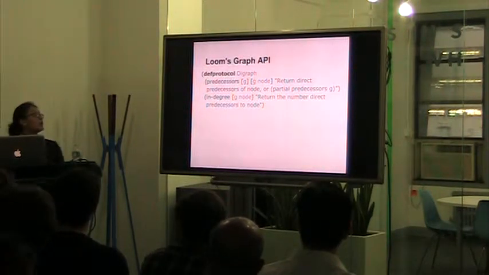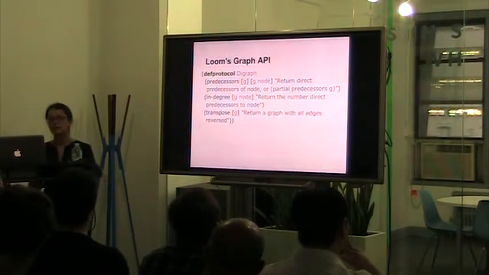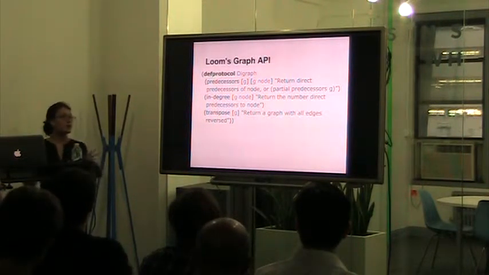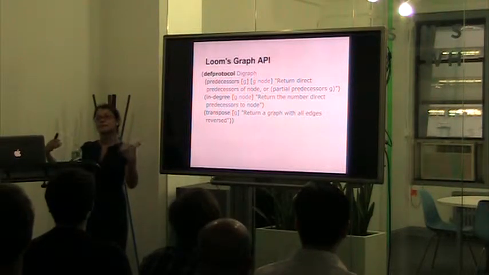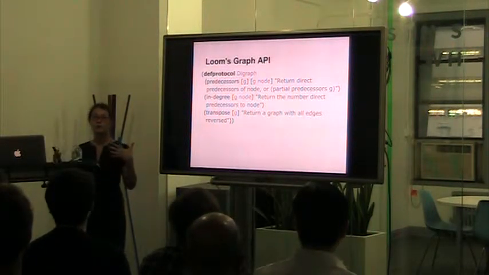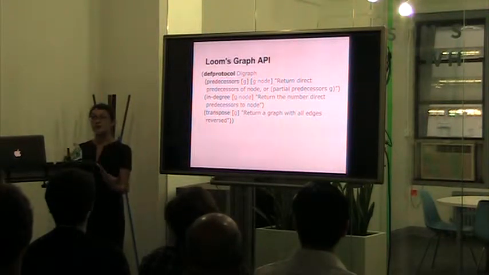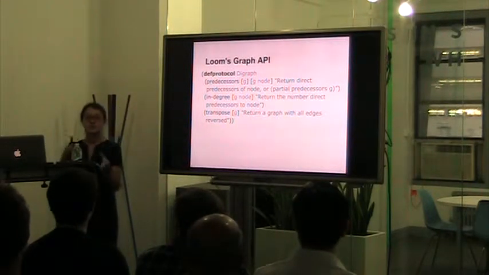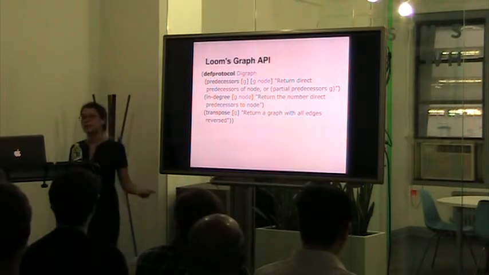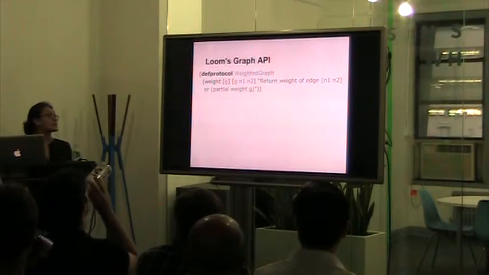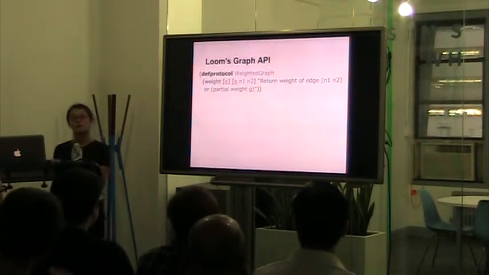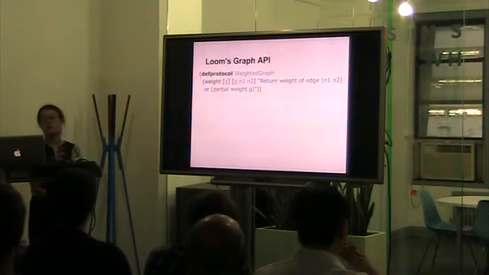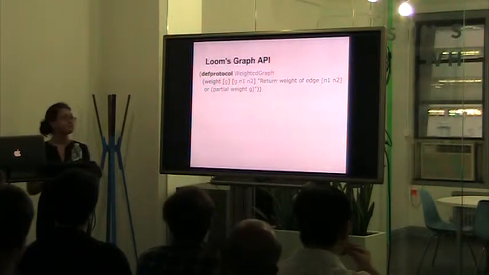Now, another protocol is a digraph, which has predecessors and indegree, as well as transpose, which just reverses edges in a graph. The cool thing about transpose is, for instance, when you implement a data flow analysis framework, you may want to run your analysis backwards and forwards. Your framework doesn't need to know whether it's running the analysis backwards or forwards. You just need to transpose the edges, and then you'll just use the generic implementation of the analysis. Now, the last protocol is weighted graph, which just has one function, which returns the weight of an edge. Notice that an edge is defined as a vector of two nodes, n1 and n2, and that's how we represent them in Loom.